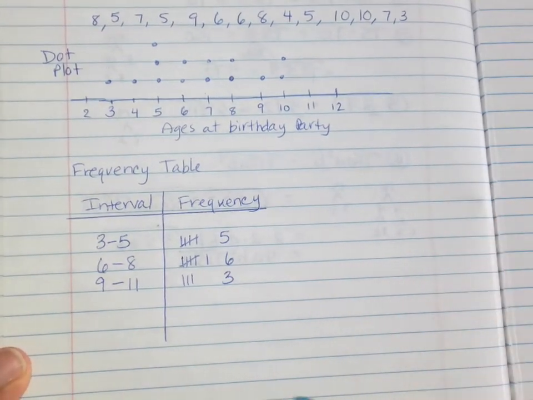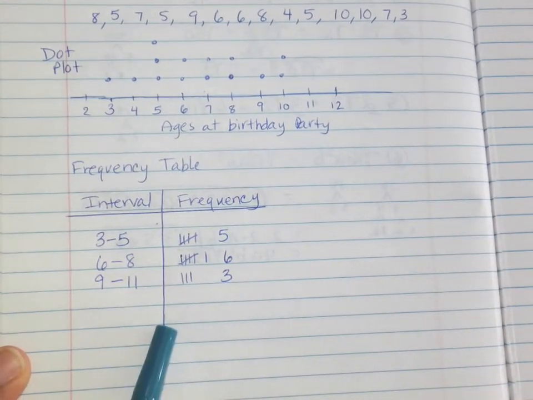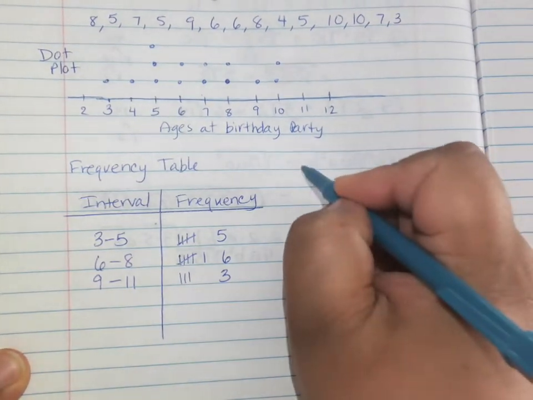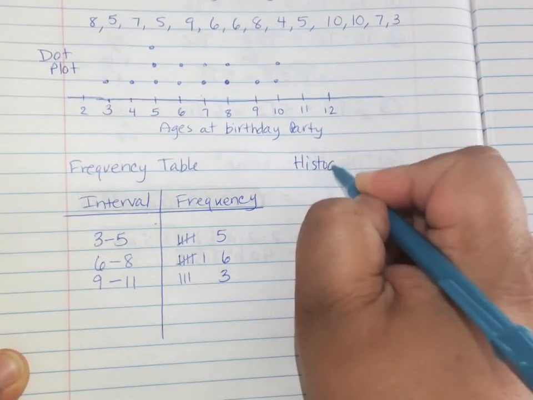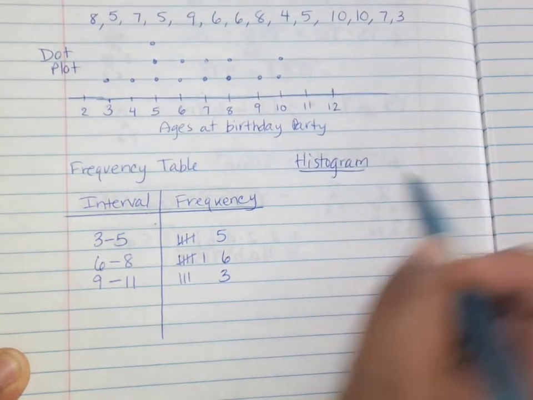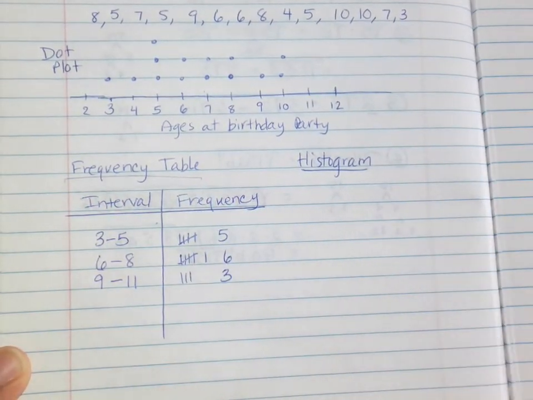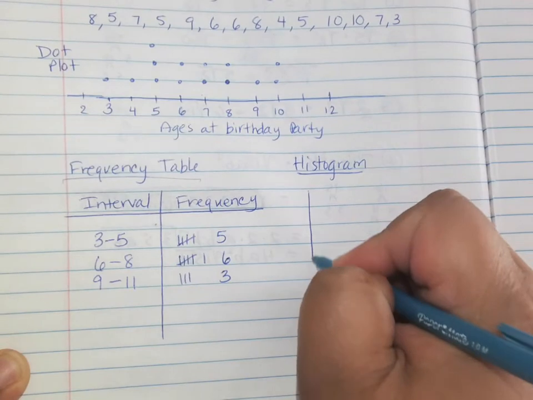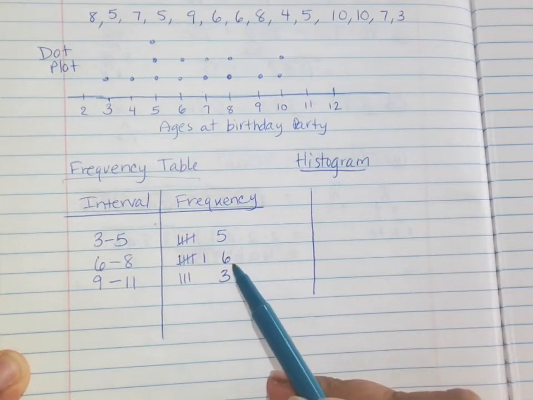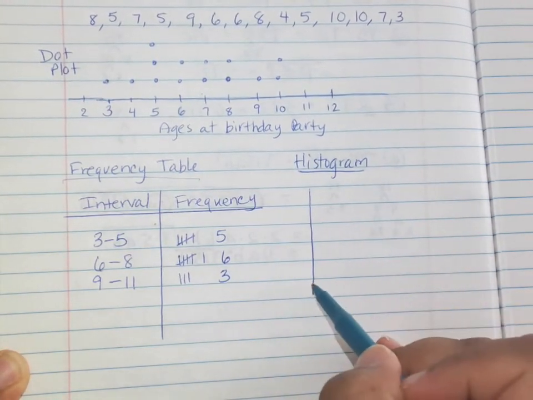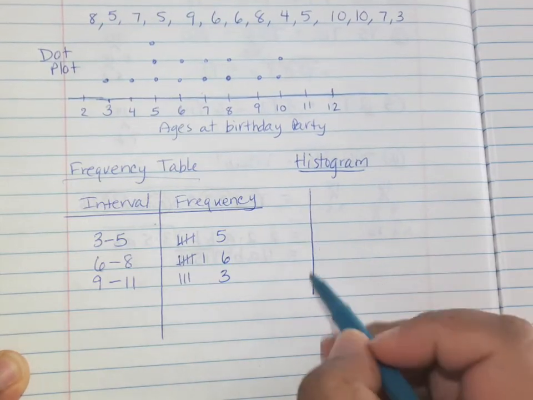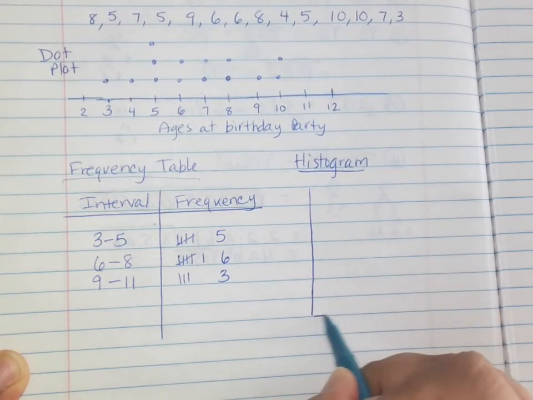For my histogram, you actually make histograms based on your frequency table. And a histogram looks like a bar graph, except we are looking at the frequency of how much things happen or occur. And the difference between bar graphs and histograms is also that there's no spaces between the bars. So I'll show you what that looks like. It looks like our highest is 6. I want to make sure I have 6 spaces here. I'll put 7.